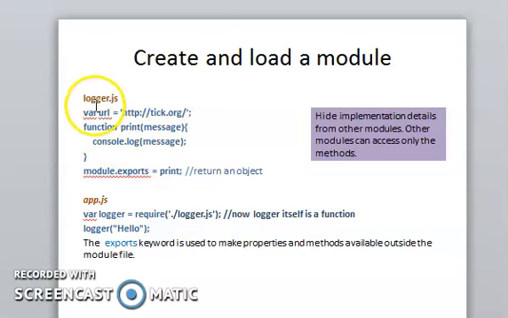Here, logger.js is a module or a function which we are using in other Node.js applications. First, we declare a variable url, and that URL is http tick.org. In my module, the main function is for displaying a message, and that is created from here onwards.